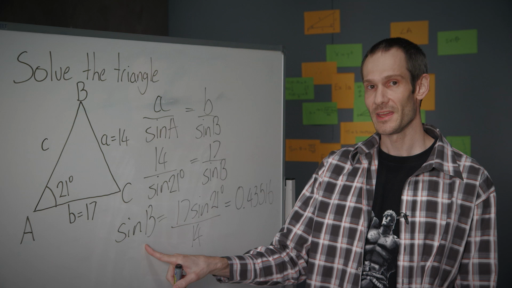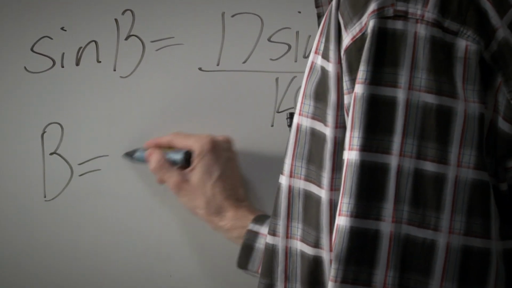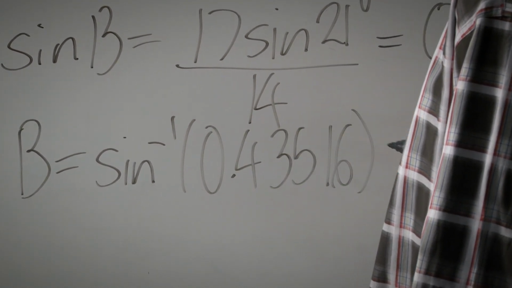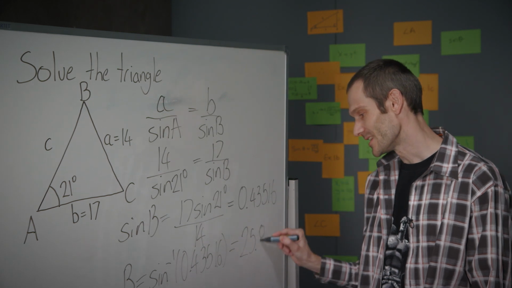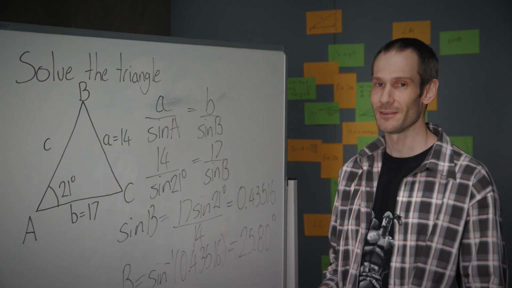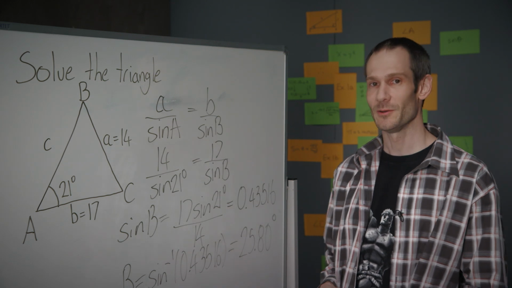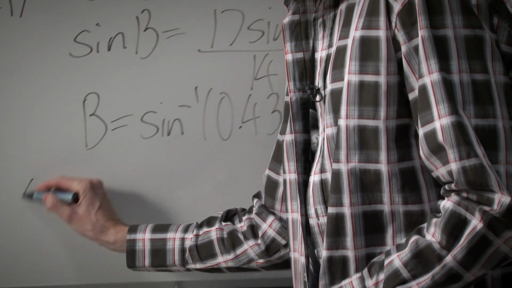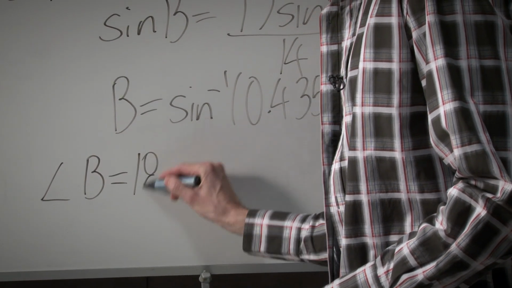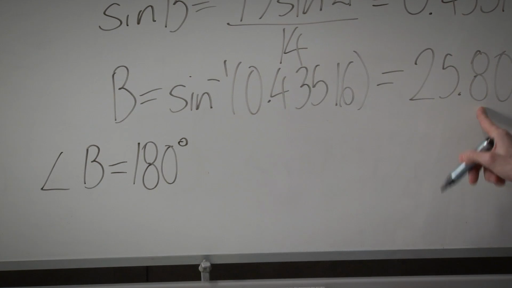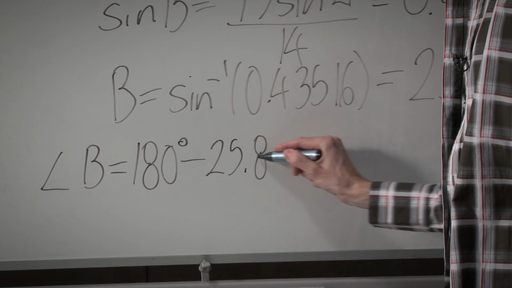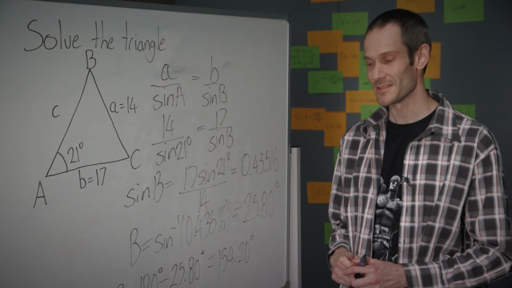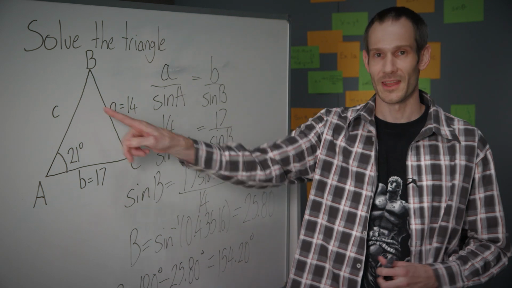Now, solving for this angle B, we simply take the inverse sine of our value, 0.43, and our calculator will give us an angle of 25.8 degrees. But in this case, we need to be a little bit careful because there is a second possible solution for this angle B. To get our second solution, from 180 degrees we subtract that previous angle. That will give us 154.2 degrees. This is a second possible angle that we can have in this triangle.